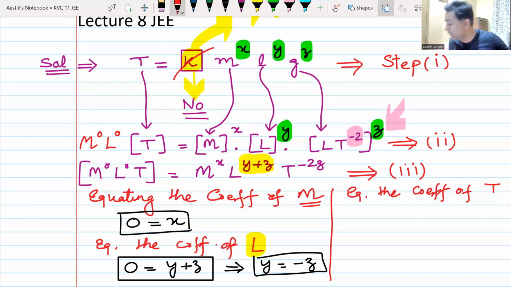Equating the coefficient of t, what is the coefficient of t on the left hand side? It is 1. On the right hand side, it is minus 2z. Yes or no?